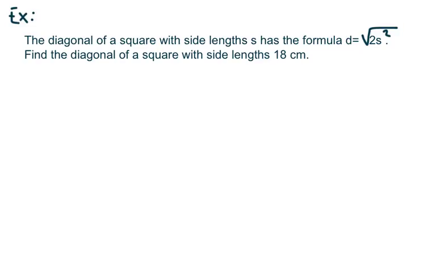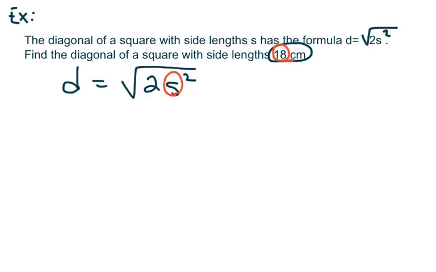So once you have that written down, go ahead and resume the video, and I'm going to go ahead and get started with the solving. So d equals the square root of 2s squared, and we know that the side length is 18 centimeters. So I'm going to plug in 18 in for the s. So we have d equals the square root of 2 times 18 squared.